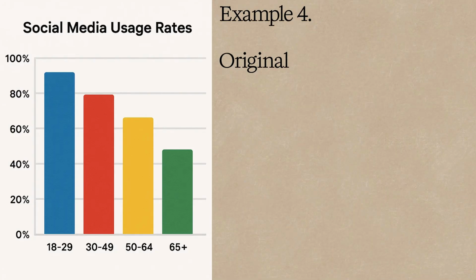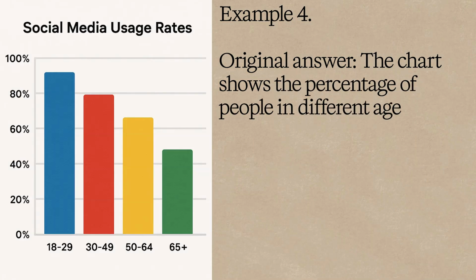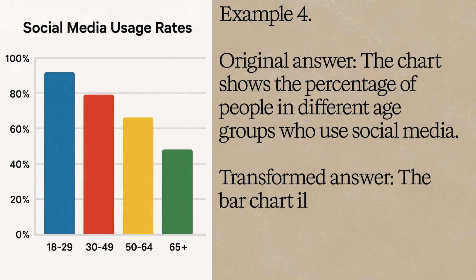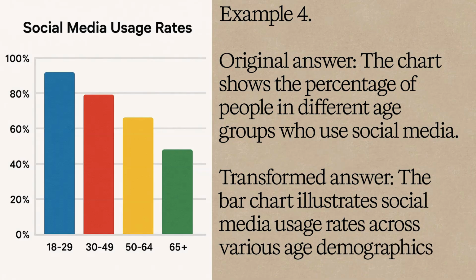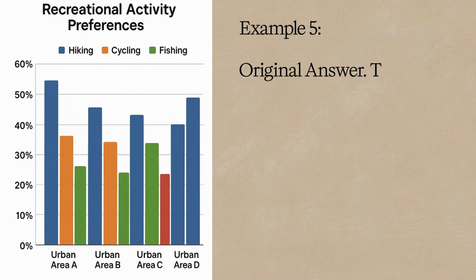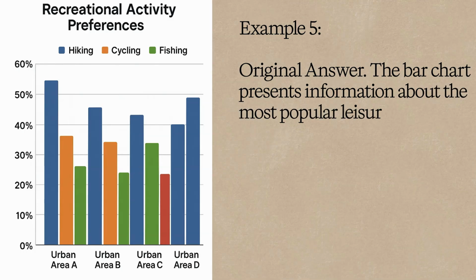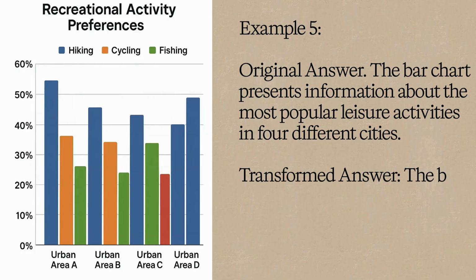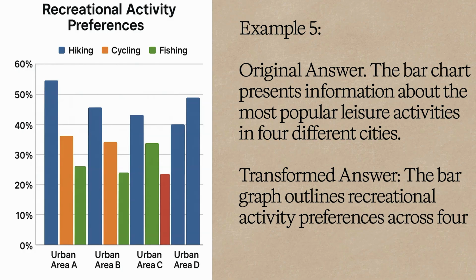Example 4. Original answer: The chart shows the percentage of people in different age groups who use social media. Transformed answer: The bar chart illustrates social media usage rates across various age demographics. Example 5. Original answer: The bar chart presents information about the most popular leisure activities in 4 different cities. Transformed answer: The bar graph outlines recreational activity preferences across 4 urban areas.